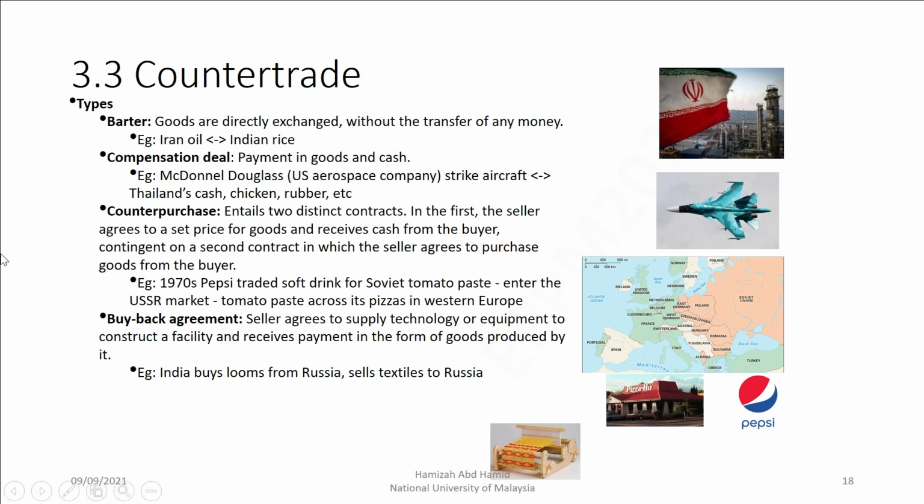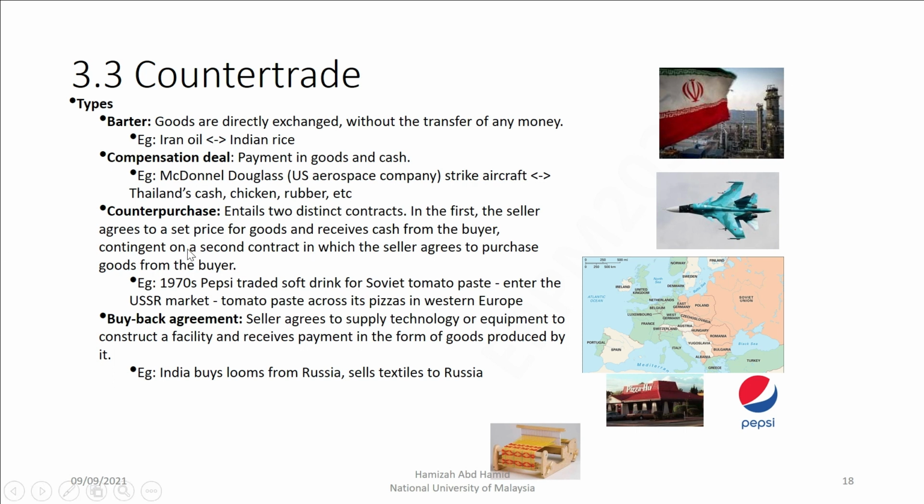Another type is compensation deal. This is when payment is made in goods and cash at the same time. Combination lah. Contohnya, ada sebuah US aerospace company called McDonnell Douglas. They export aircraft. Ini lebih kepada military lah. In return, they export aircraft for Thailand. In return, Thailand provides cash, chicken and so on. Benda-benda yang Thailand ada banyak. Ingat comparative dan competitive advantage we have learned in the first few weeks.